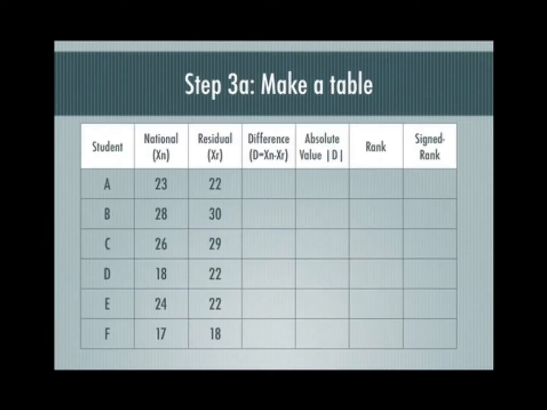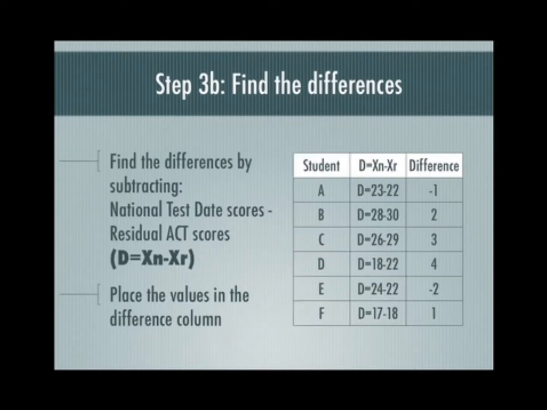For step 3, we must compute the test value. This is the longest step within the Wilcoxon signed rank test, but it is relatively easy to learn. For 3A, you first create a table as shown on the slide. The next few steps we will take will gradually fill in the blank sections that you can see on this table. As you can see, the sections we have filled in are the categorization of students, the national scores, and the residual scores. For section B, we will find the differences, the national scores minus the residual ACT, denoted by XN minus XR, and place the values in the difference column.